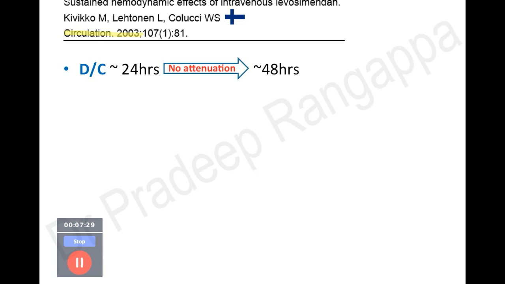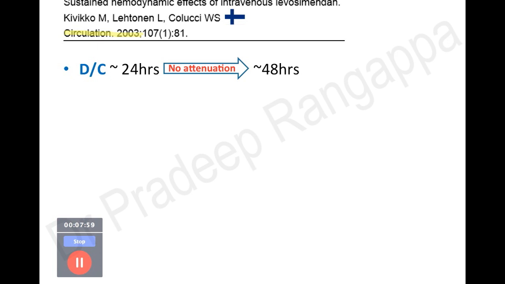Here they looked at whether levosimendan, like we know with dobutamine, the effect of dobutamine is there only when the infusion is going on. But with levosimendan, there is a prolonged effect of this drug even after stopping it. What they found is that even after discontinuation of the drug following 24 hours, the effect lasted up to 48 hours. There was no attenuation, no wearing off of the effect until 48 hours.